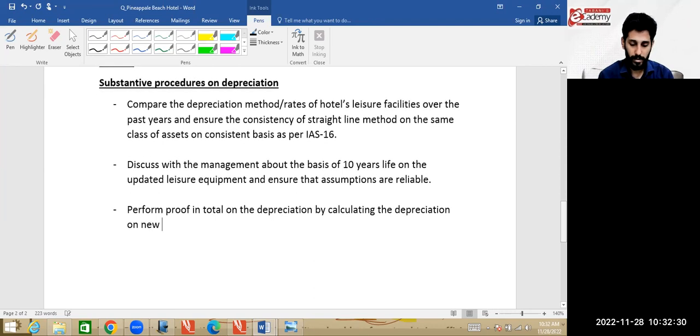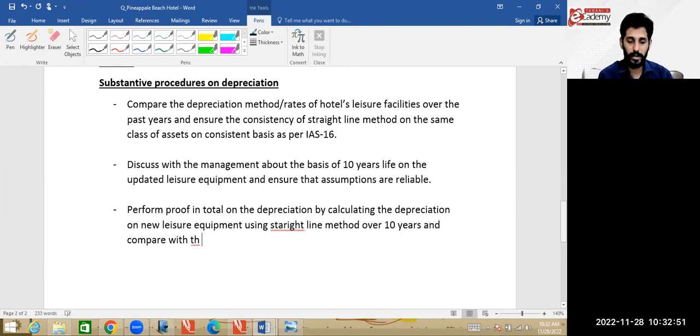You will be calculating the depreciation on new leisure equipment using a straight line method over 10 years. Now this is your expected figure, and compare with the actual depreciation and investigate the significant difference. That's it, simple.